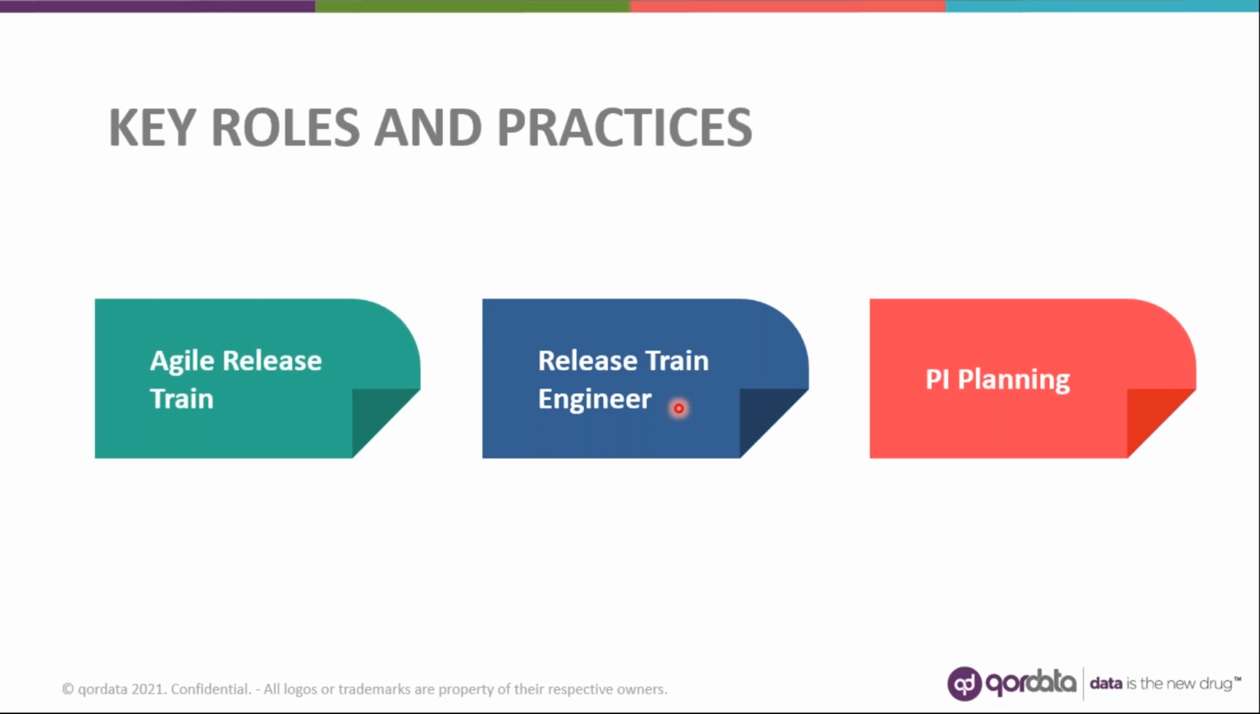Then we have the Release Train Engineer. This is a very critical role in SAFe. He is basically the Scrum Master of the release train, and that is why he's called the Release Train Engineer, or RTE. The RTE ensures everything is running smoothly. They ensure business owners are continuously engaged in the value the ART is producing. And at the heart of SAFe, we have PI planning.